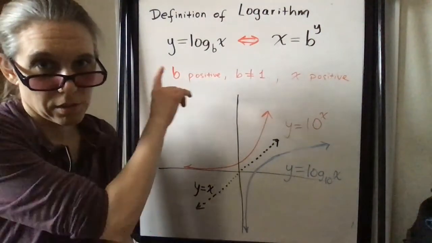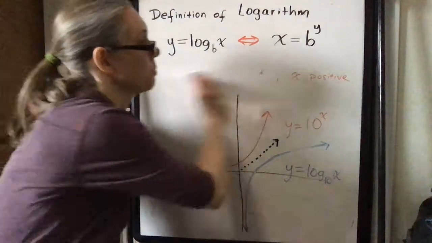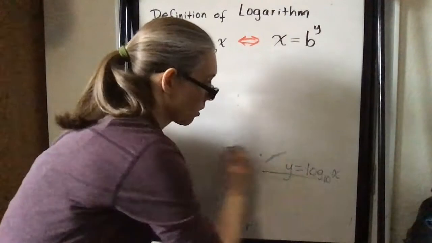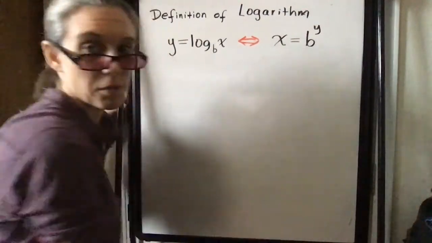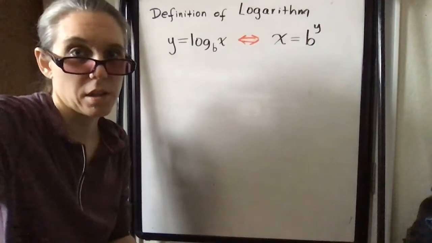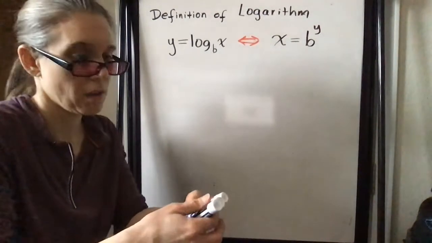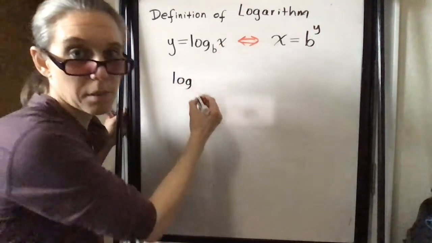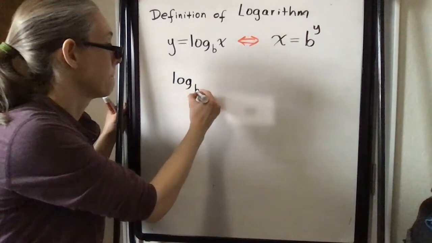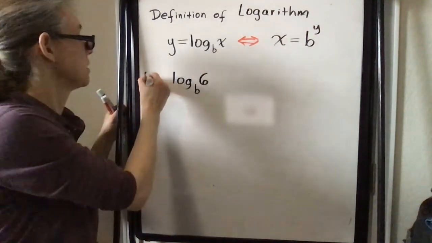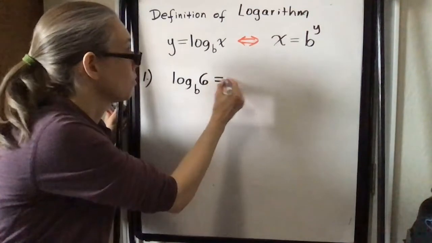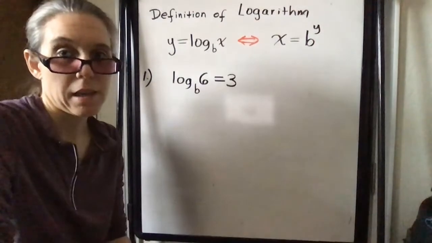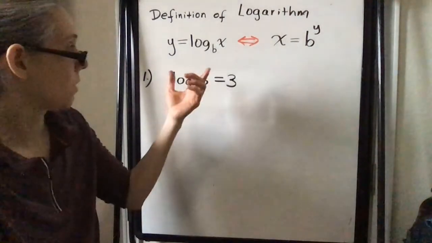What you need to do is use this definition of a log. Let me pull up the first MyOpenMath problem that you need. From homework number 22, the first MyOpenMath problem is log base b of 6 is equal to 3, and we need to rewrite it from logarithmic form into exponential form. And here's the way you do it.